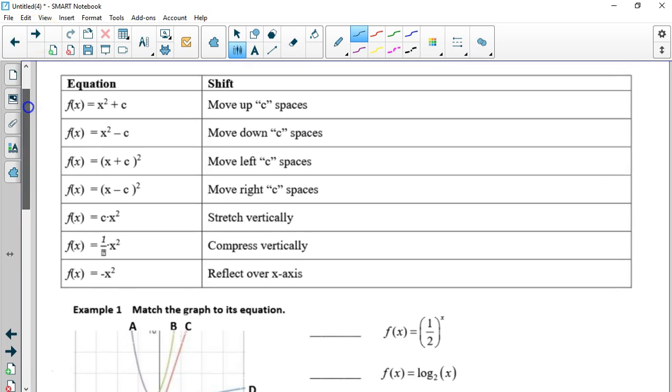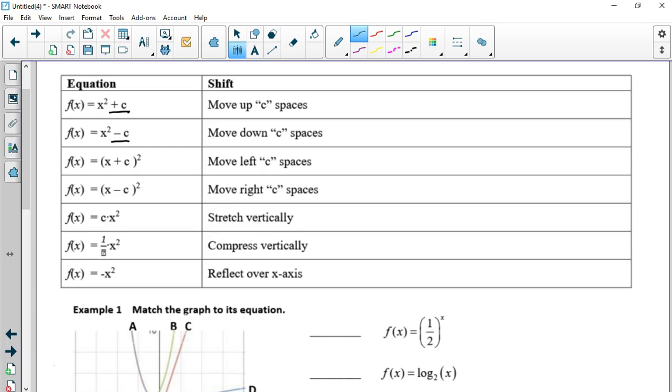Now, this is just a review of what we've done in the past. If we have plus outside of parentheses, just add on an extra amount. So we have our parabola, say x squared, but then we're going to add the c. That's going to move it up that many spaces. If we have minus, that's going to move it down.